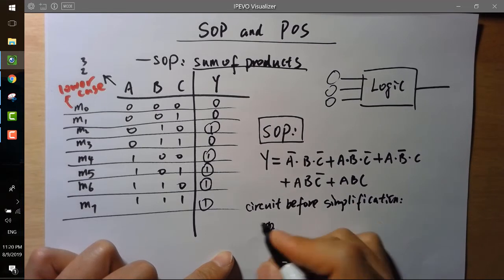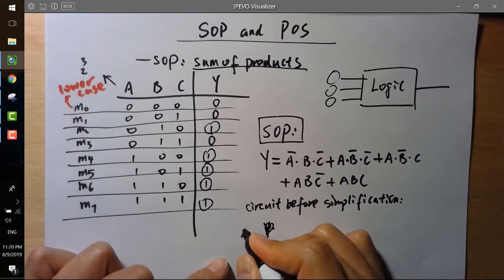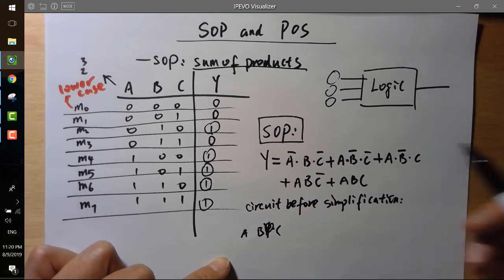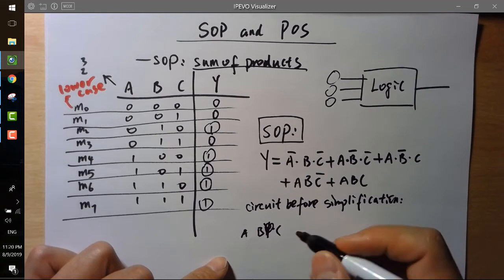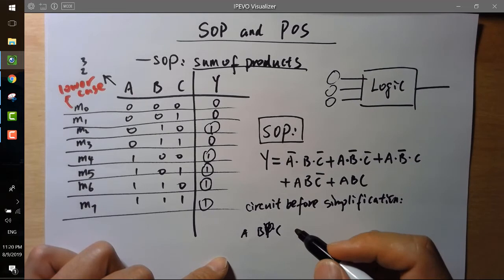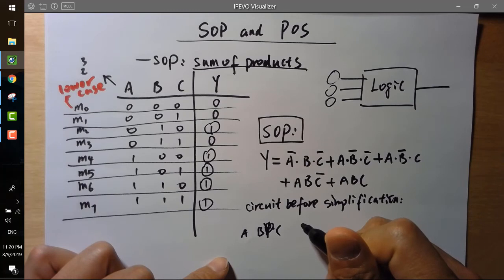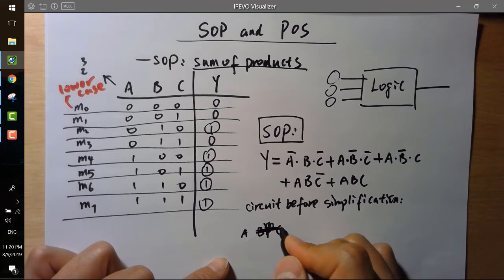So we have A, B, C. I'm not sure if I have enough space. So let's see, probably I can. I don't know. A, B, C, and I have... Yeah, it's tough. Let's not do that.